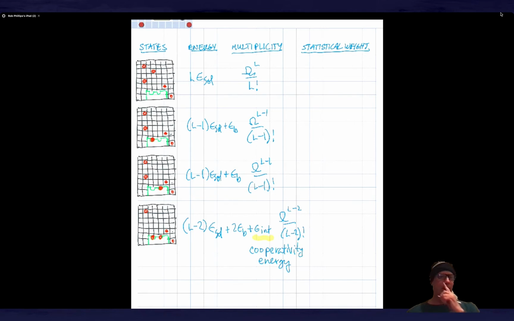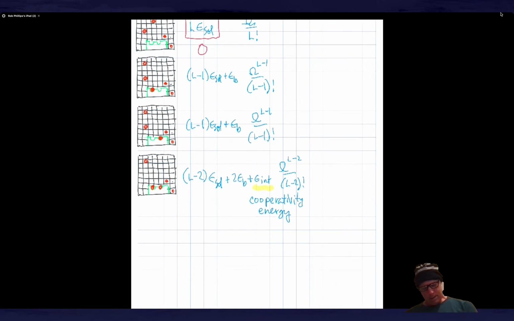And so what I'm going to do right here is redefine my zero of energy. If I redefine my zero of energy to be this L epsilon solution, that means that here the energy is going to be 0. Here the energy is going to be epsilon B minus epsilon solution. Same for this one. And the bottom one is going to be 2 epsilon B minus epsilon solution plus epsilon int.